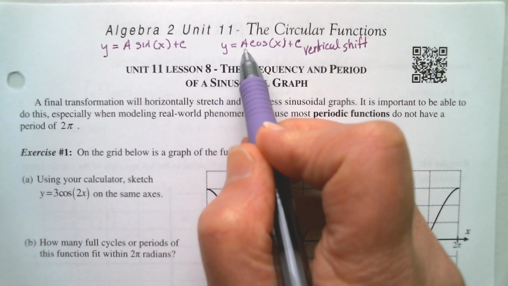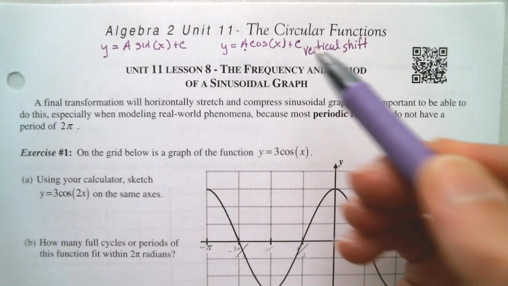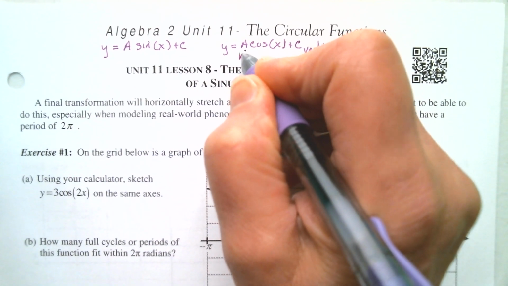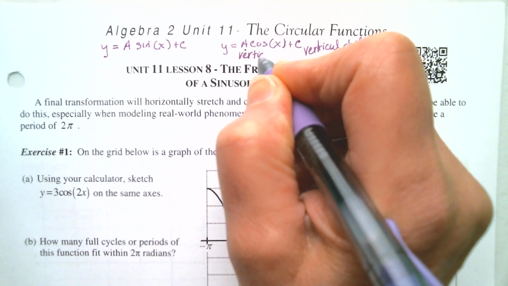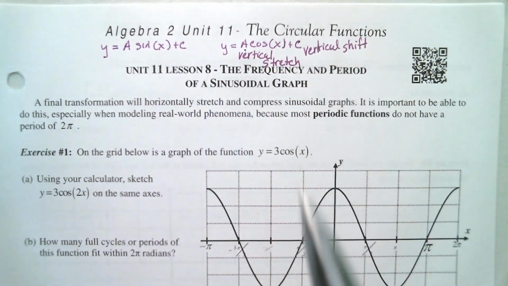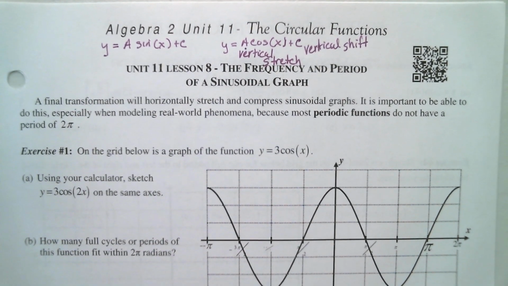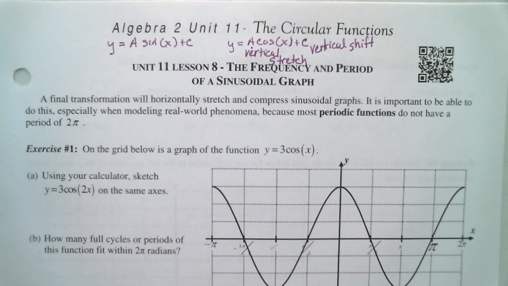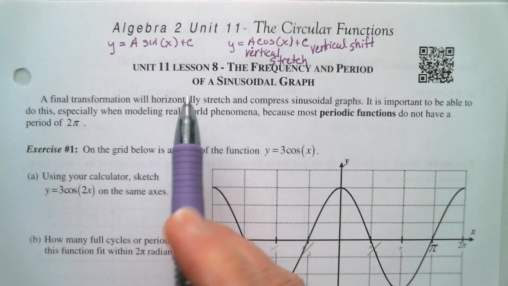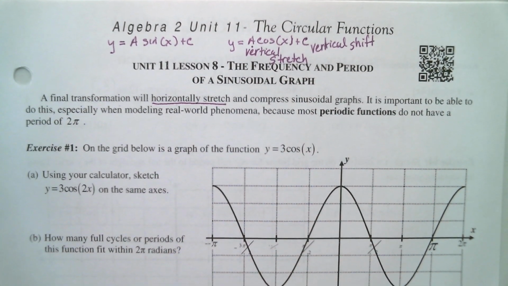And the a was a dilation of a to the y value. This is a vertical stretch. Now today we're going to look at a final transformation. So a final transformation will horizontally stretch or compress our sinusoidal graphs.